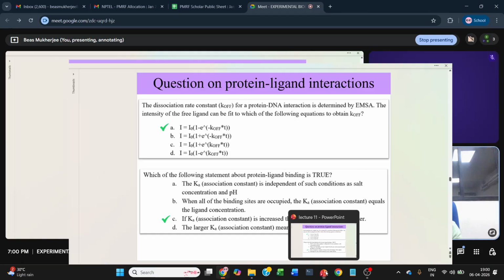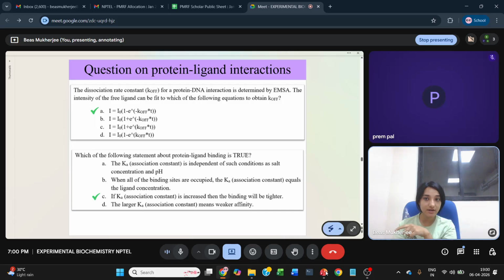Okay, so we'll try to look at the right answer. The right answer is A for the first one. So what exactly is this? I is intensity. I naught is the intensity of the light that is initially there. You go to a machine called ChemiDoc, and the fluorescence intensity is detected, right? That is how you get the bands, and the fluorescence intensity of this band is converted into this I value using an imager. It is called ImageJ.